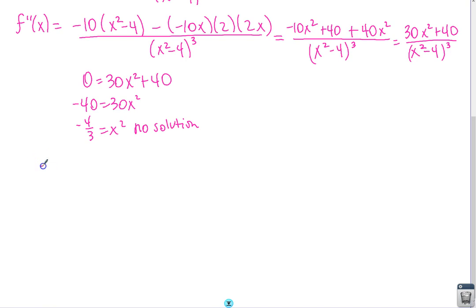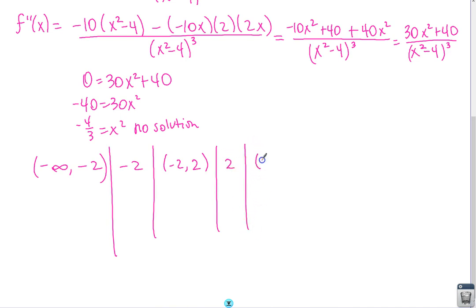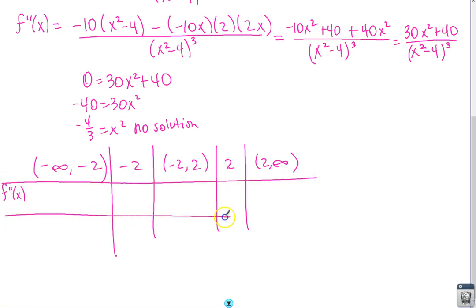So I've got negative infinity to negative 2, negative 2 to 2, 2 to infinity. Okay, so then my second derivative is what I want to look at, but I also want to talk about what's happening on my original function. I think that'll help clear this up a little bit here. On my original function at negative 2 and positive 2, I have a vertical asymptote. So my function does not exist at negative 2 or positive 2, but I could still change concavity.